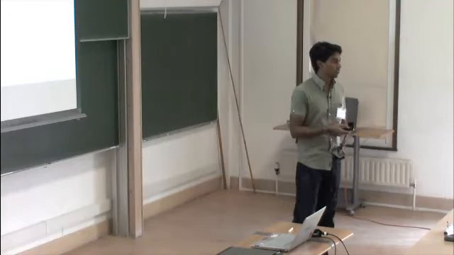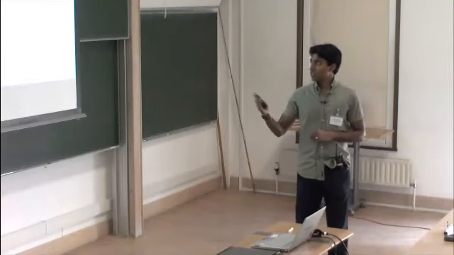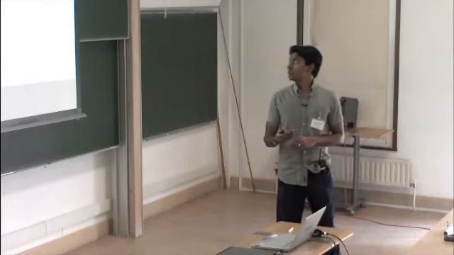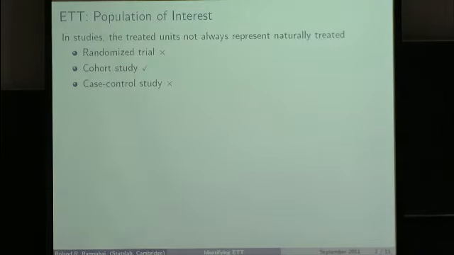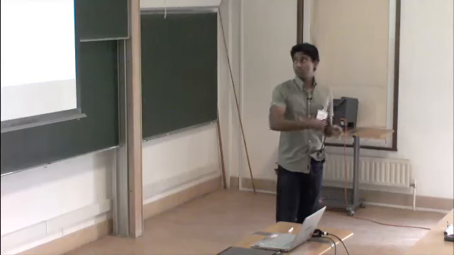So usually the intuition in the literature is that the population of interest is the treated group. In the literature they normally say ETT, effect of treatment on the treated, is the effect on the treated units. And what I'll show later is that in various studies this intuition is not always correct. In certain studies it's not simply the treated units. So for example, ETT can be considered more appropriately as the effect on the naturally treated. So the effect on the population that would be treated when you don't intervene. So those who would naturally be assigned treatment.